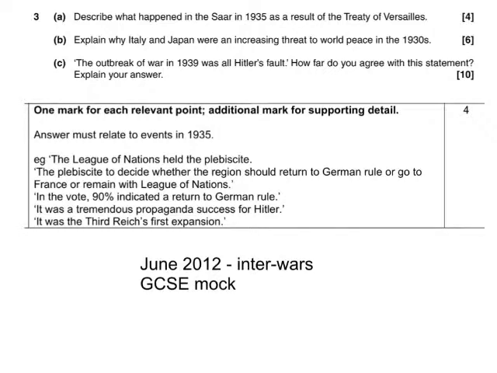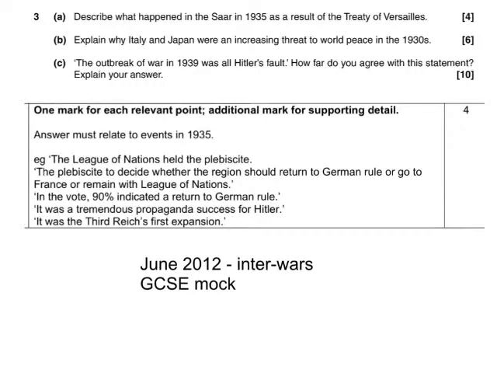This is a 4-marker, and you're going to get a mark per point you make. Just describe. You just have to state things that happened. The only bit of advice the mark scheme gives is that events must relate to 1935, but as you all know, that is when the plebiscite occurred. So you should have been identifying things like there was the plebiscite. It decided the region should return to German rule in the end, although the decision was whether that should happen or whether it should go to France or remain in the League of Nations.